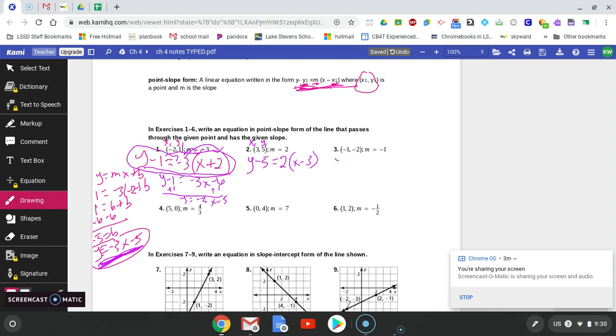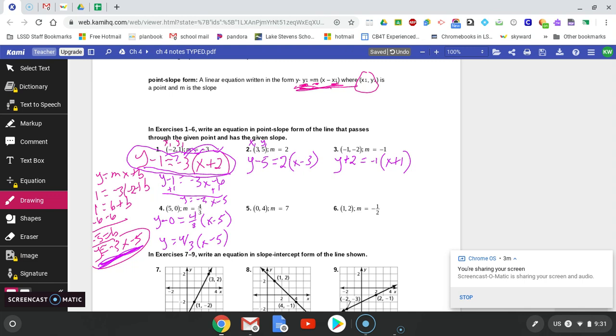Okay, so I have y minus my y1 value, so that's a negative 2. Minus a negative 2 actually becomes plus a positive 2, equals my slope, which is negative 1, times x minus my negative 1 actually becomes x plus a positive 1. That's it. I'm done. For number 4, I'll have y minus my y value, which is 0, is equal to m, which is 4/3, and then parentheses x minus 5. On this one, if you wanted to just write it as y is equal to 4/3 and then x minus 5, that would be okay too. Either one of those is fine.